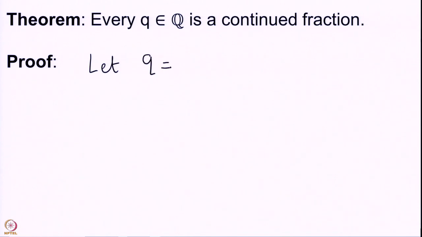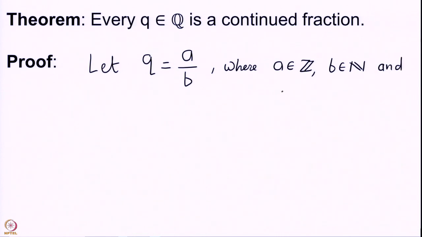Suppose our q has the form a by b, where a is an integer and b is taken to be a natural number. So, our b is taken to be positive, and we will also have that the GCD of a and b is 1. This is our standard requirement. Now, a might be less than b or a might be bigger than b.